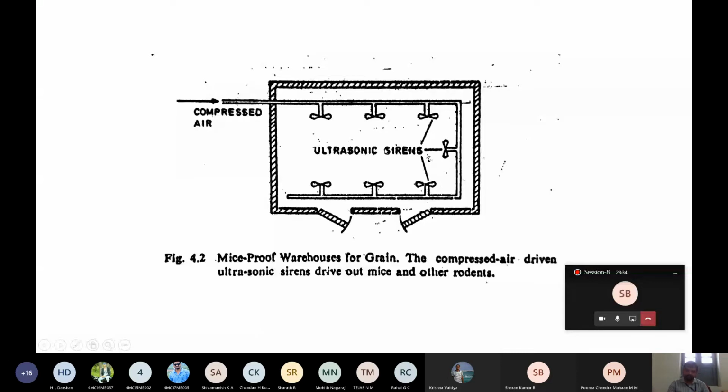Okay, so this is also a similar solution, but since it is a warehouse, you can use advanced systems. You can try generating noise by using ultrasonic sirens, which work based on compressed air. By supplying compressed air, you are able to get noise from these sirens.